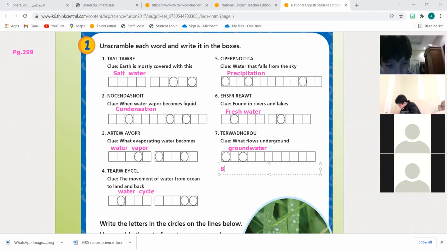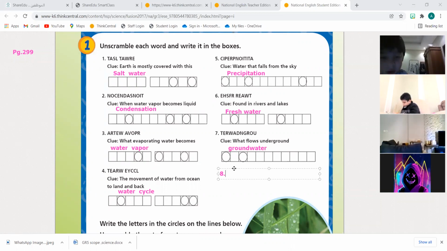Now, number eight. That's why when we write, we have circles. Because you are going to write the letters from the circles. You will pick them up and unscramble them to find out the word. I'll put it in number eight. Now, can you read for me number eight, ya Muhammad Mandili? Can you do number eight with me, ya Muhammad Mandili? Yeah. Wait.